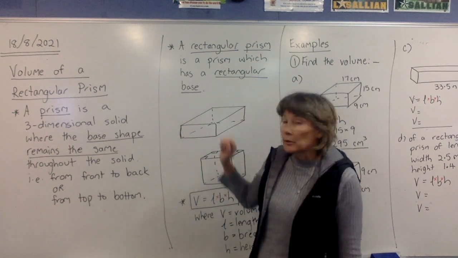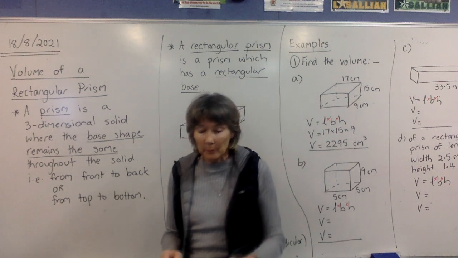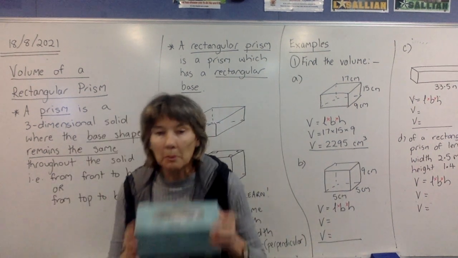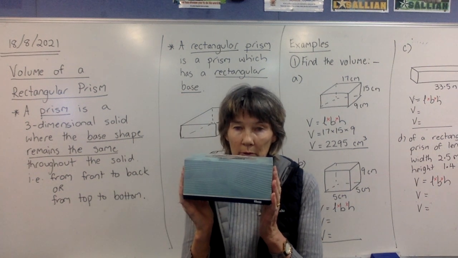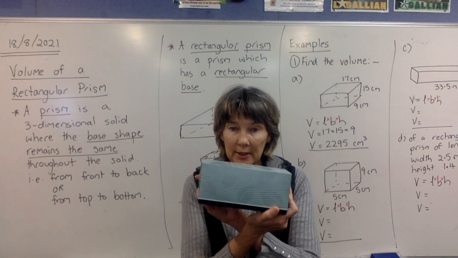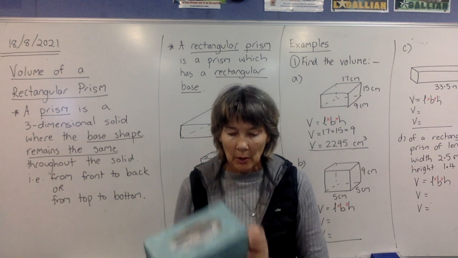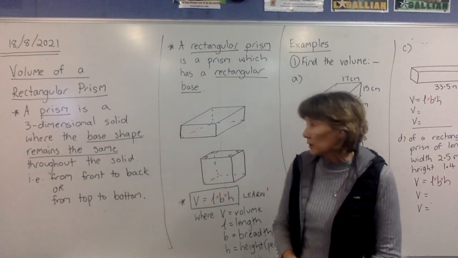A rectangular prism, the word rectangular means that that base shape must be a rectangle. So with our tissue box, this is a rectangular prism because that base shape is a rectangle. And it is a prism because it goes all the way through to the other face, the opposite face. Okay, so that's what a rectangular prism is, and that's what we're concentrating on today.